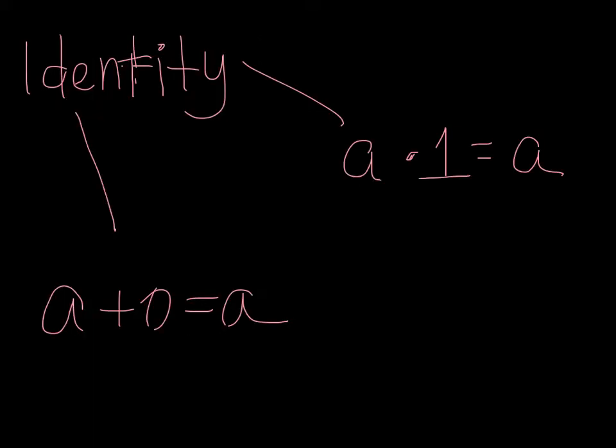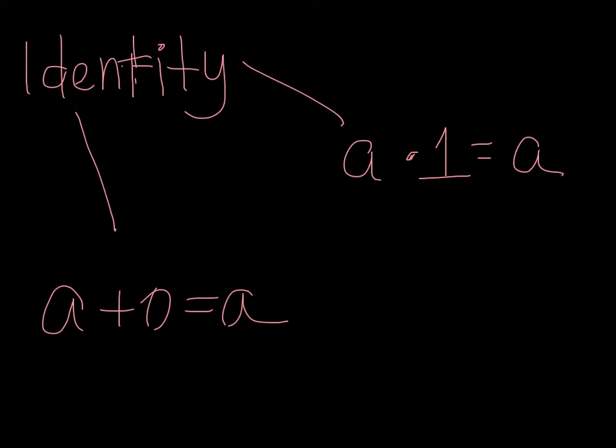The identity properties for addition and multiplication are the following. A plus 0 equals A. That's for addition. And A times 1 equals A for multiplication. These are identity properties because when you add 0 to any number, you get the number right back. So you get its identity back. You multiply any number by 1, you get its identity back.